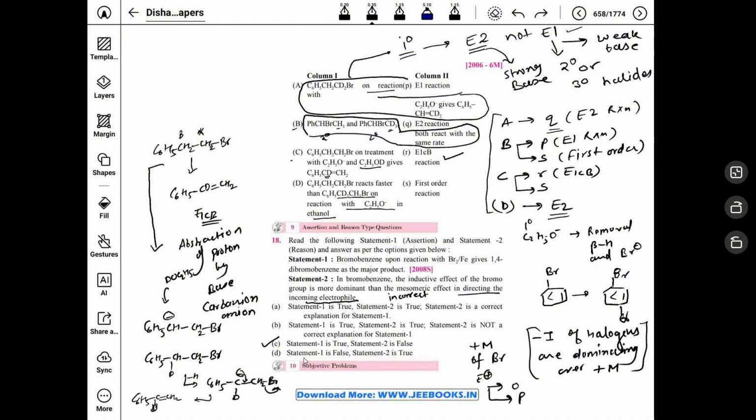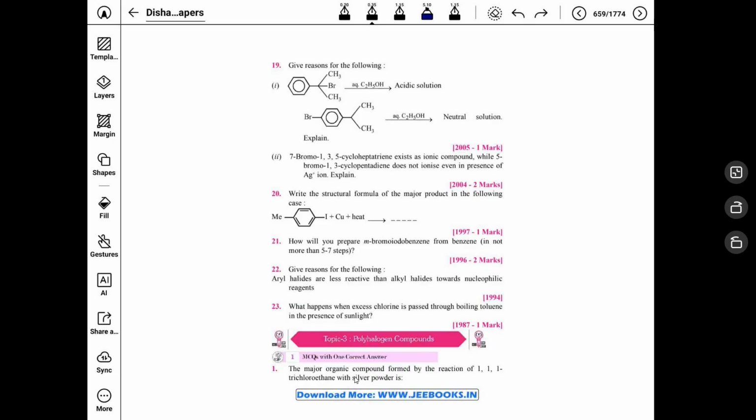Now moving to question number 19, subjective problems. Give reasons for the following. On reaction with aqueous ethanol, these are tertiary halides, and tertiary halides can easily decompose to give a tertiary carbocation, and you will have bromide in the reaction medium. This bromide will take the proton from the ethanol to give HBr, and this HBr will create an acidic solution.